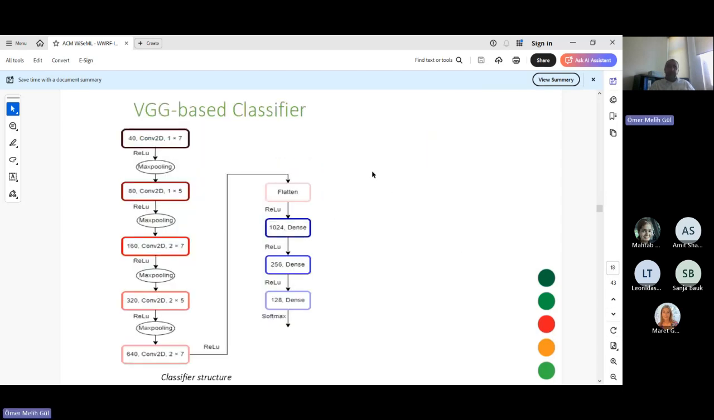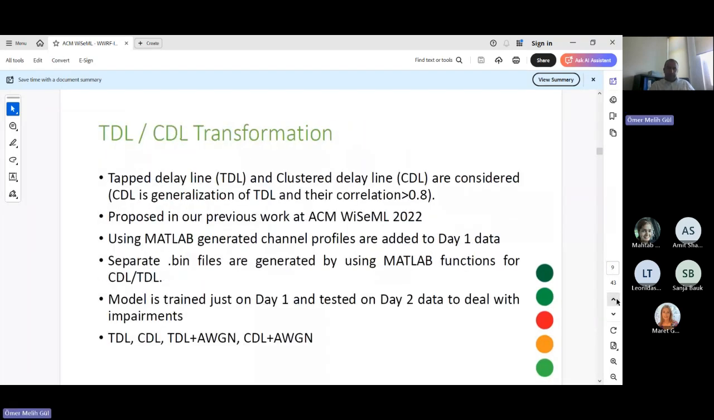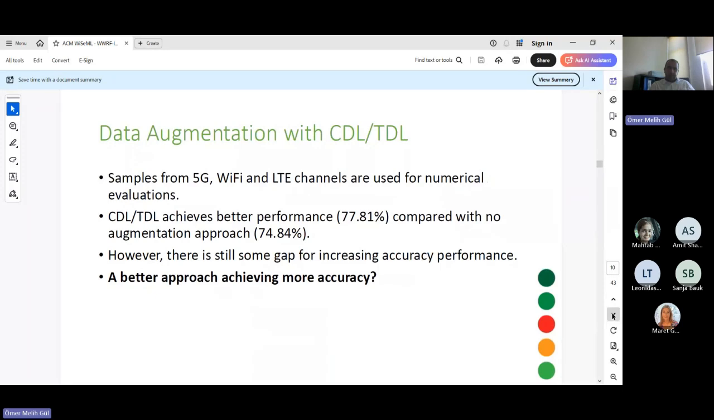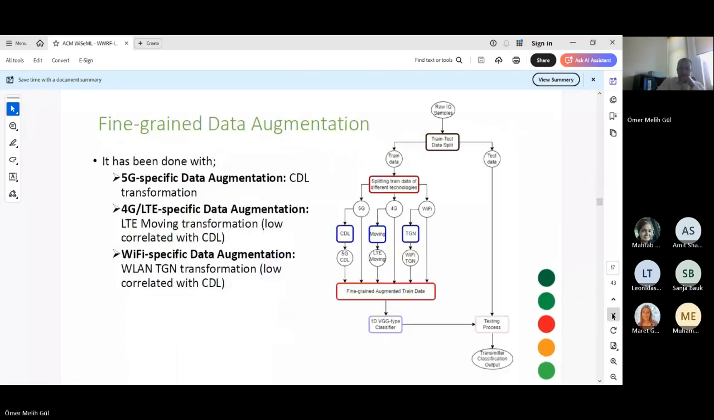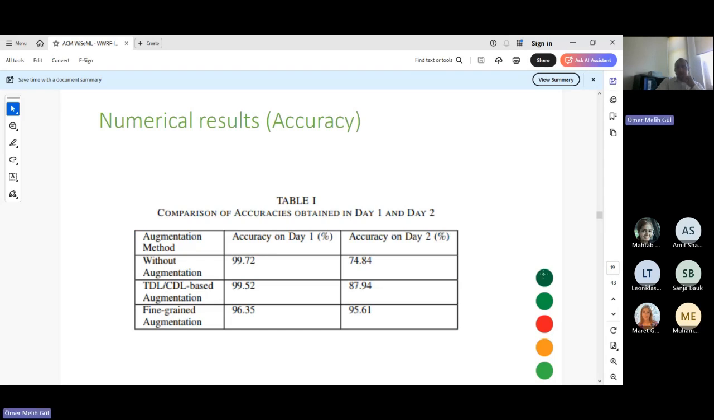And that is the VGG-based classifier. Again, we use a similar VGG-based classifier. And here is the numerical result. Without augmentation it is this. TDL, CDL plus augmentation is 88.